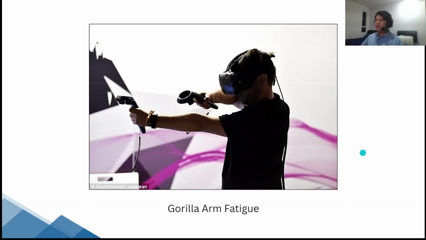And as you can see here, this is an example of gorilla arm fatigue. The user is raising his arm for a long period of time playing a video game in a VR headset. This action is unnatural for the human body, so he will experience gorilla arm fatigue if he keeps this posture for a long period of time.